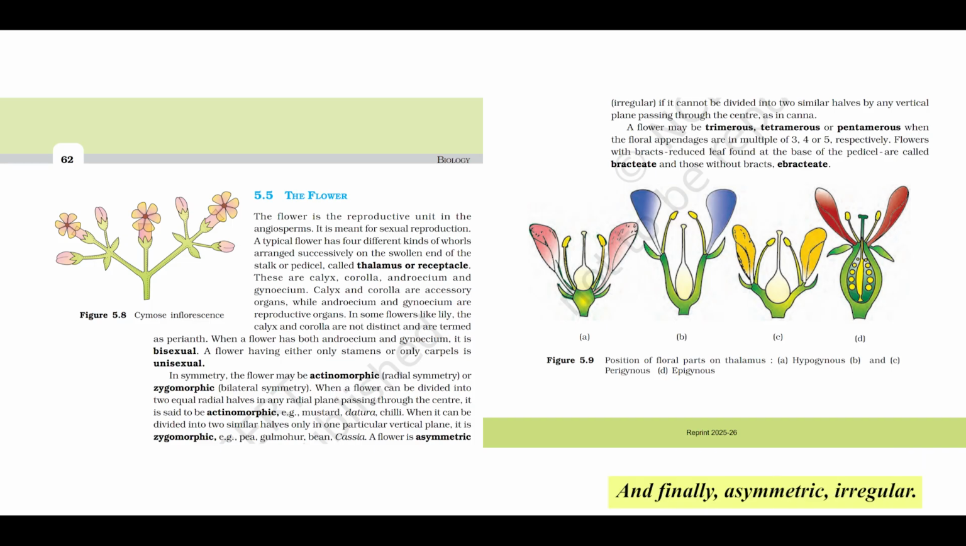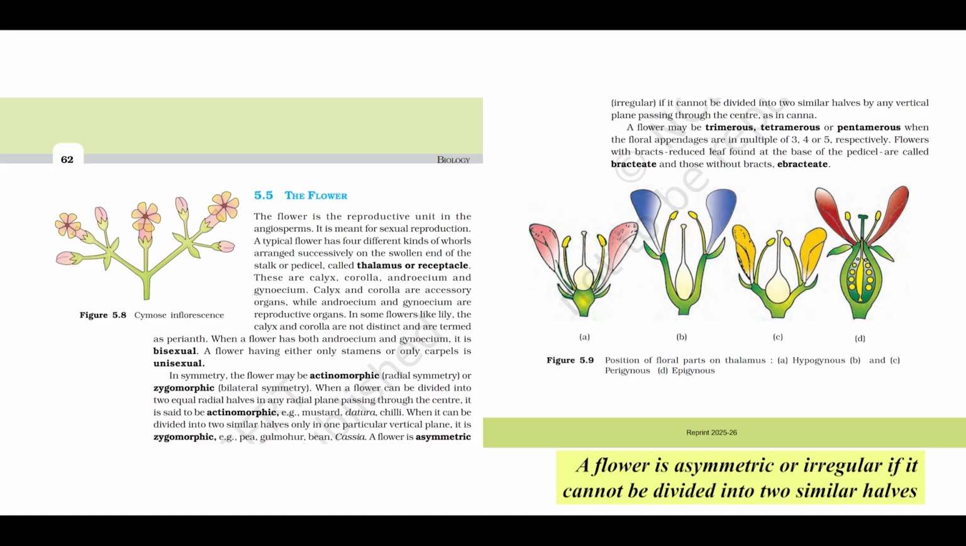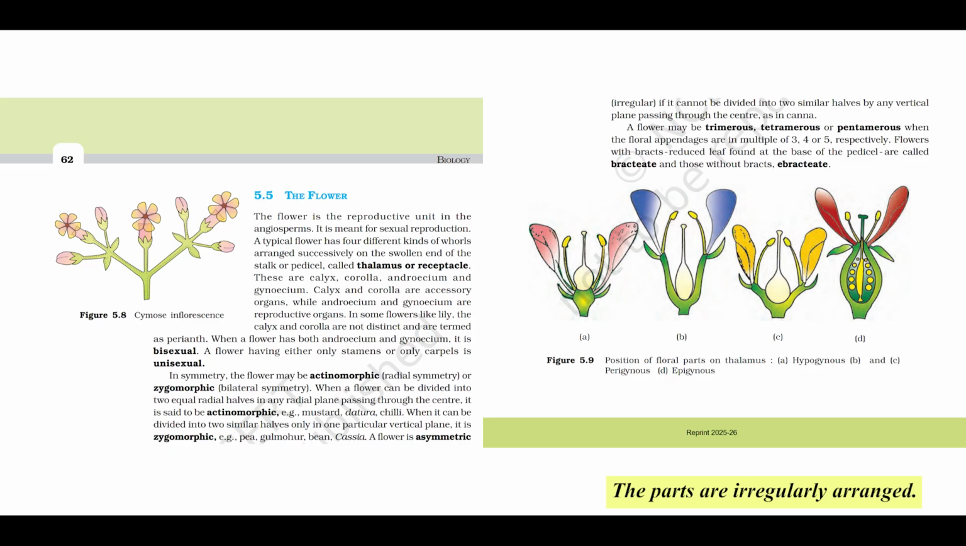Good analogy. And finally, asymmetric, irregular. A flower is asymmetric or irregular if it cannot be divided into 2 similar halves by any vertical plane passing through its center. There's simply no plane of symmetry whatsoever. The parts are irregularly arranged. The classic example provided in your study material is canna. No symmetry at all. Irregular. Got it. Knowing these definitions, actinomorphic, zygomorphic, asymmetric, and their specific examples, is crucial for competitive exams. They test not just your knowledge, but your ability to visualize and classify based on shape.